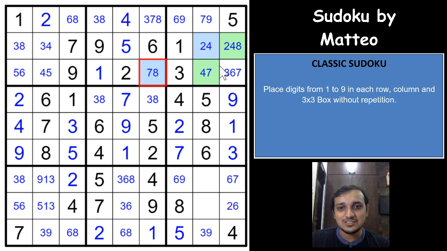So if you see here, there is a WXYZ wing, a 7 8, and then one of the digits again used here, 4 7, and one of the digits from this cell used here, 2 4, one of the digits from this cell used here, 2 4 8. 4 cannot be here, right? So this would have to be 2 and 8. So 7 8, 4 7, 2 4, 2 8, right?